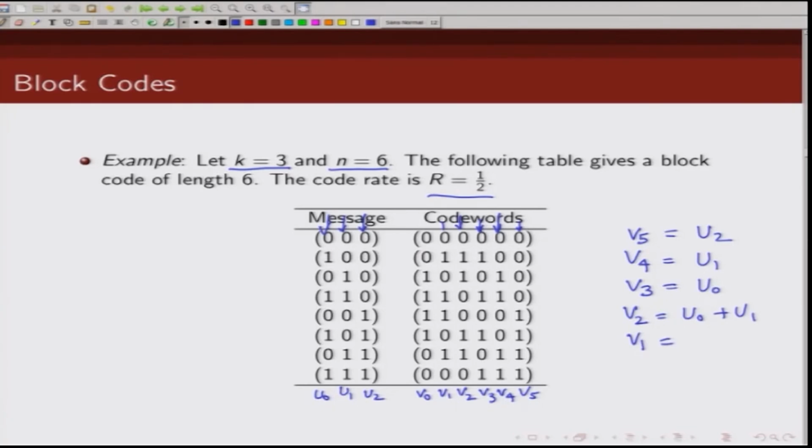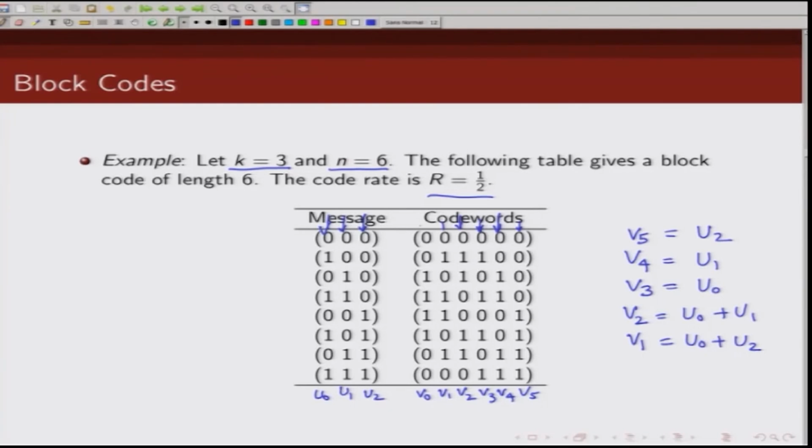If we look at these two, U0 plus U2, so 0 plus 0 is 0, 1 plus 0 is 1, 0 plus 0 is 0, 1 plus 0 is 1, 0 plus 1 is 1, 1 plus 1 is 0, 0 plus 1 is 1, and 1 plus 1 is 0. So V1 is nothing but U0 plus U2.